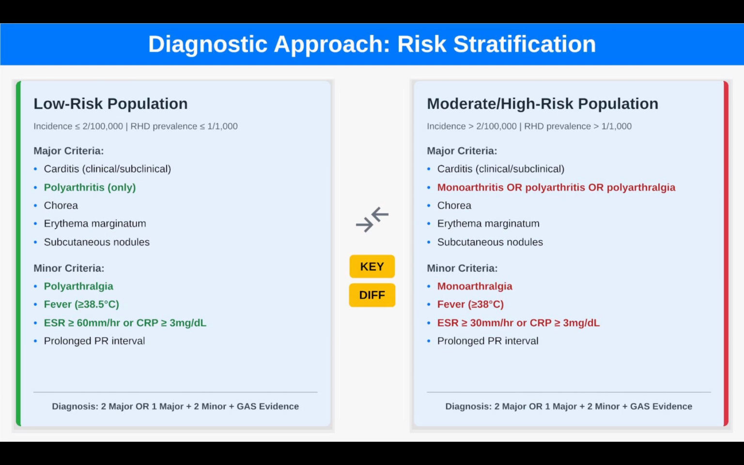The fever threshold drops to 38 degrees Celsius and the ESR threshold is lower, more than 30 mm per hour, and CRP is still more than 3 mg per deciliter. The other major criteria, carditis, chorea, erythema marginatum, and subcutaneous nodules, remain the same across both risk groups. This tailored approach in the guidelines ensures that in settings like ours, where the disease is more common, we don't miss diagnoses by using overly strict criteria. This means, crucially for India, monoarthritis can be a major criterion in high risk settings.